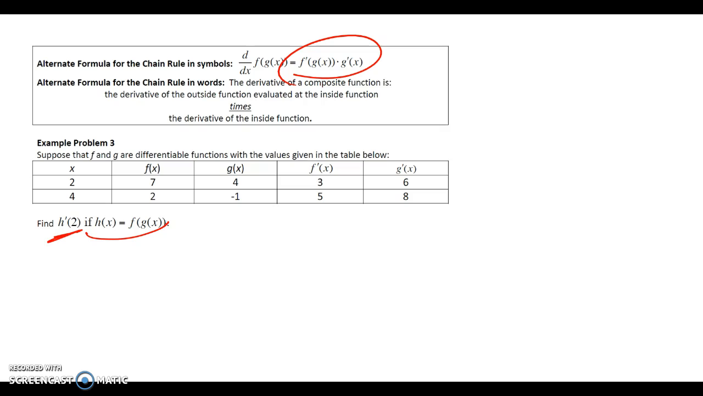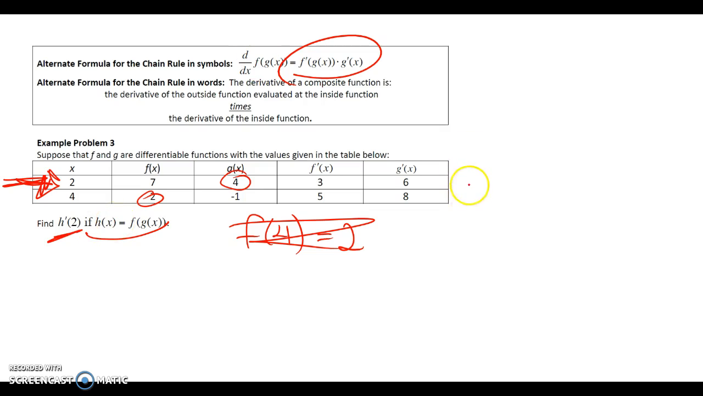Right? So what you do, here's x equals 2. So we first take g of x when x equals 2, and that's 4. So this becomes f of 4, right? And then f of 4 is 2. And then we want h prime. Okay, I didn't do that right. Let's try that again. I didn't do it right.